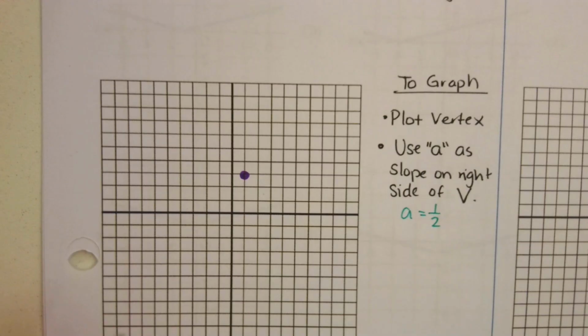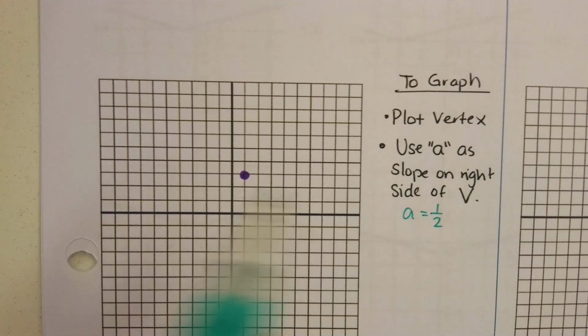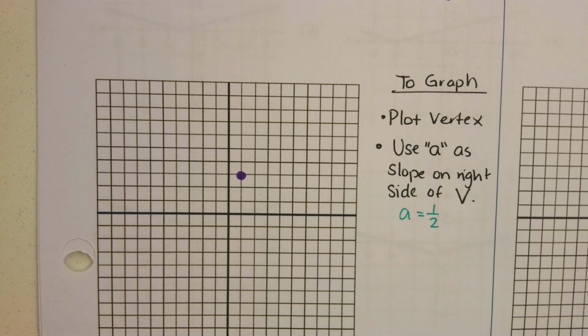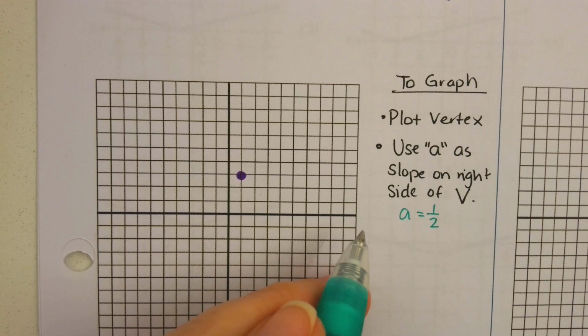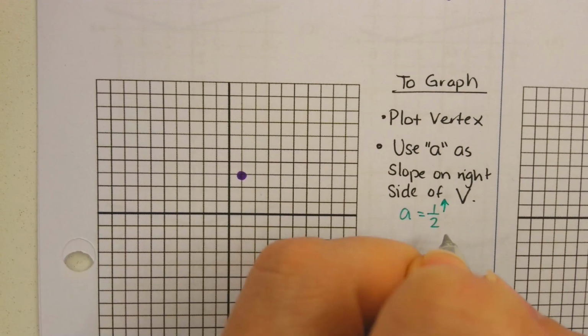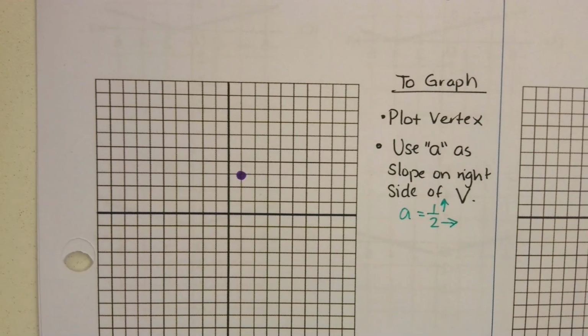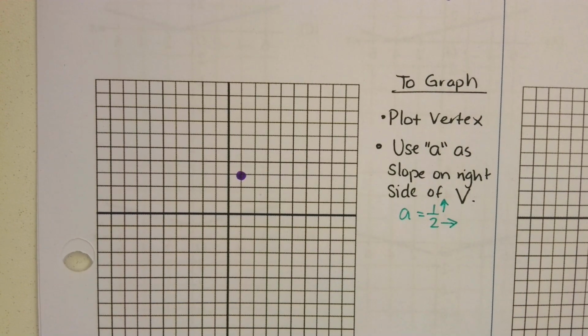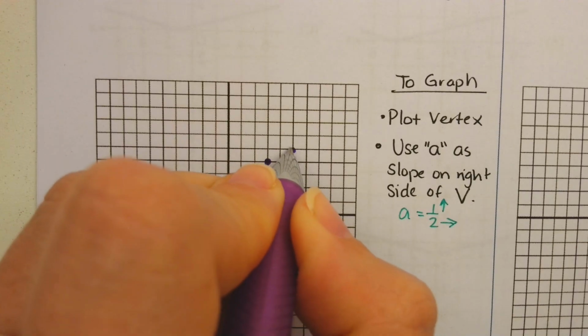So if we think about that as a rise over run slope, what would a rise of 1 and a run of 2 mean? Which directions are we going to count? Just like you're graphing straight lines. Up 1 and what do you mean by over? To the right 2. Up 1, right 2. So from that vertex, we're going to count up 1, right 2.